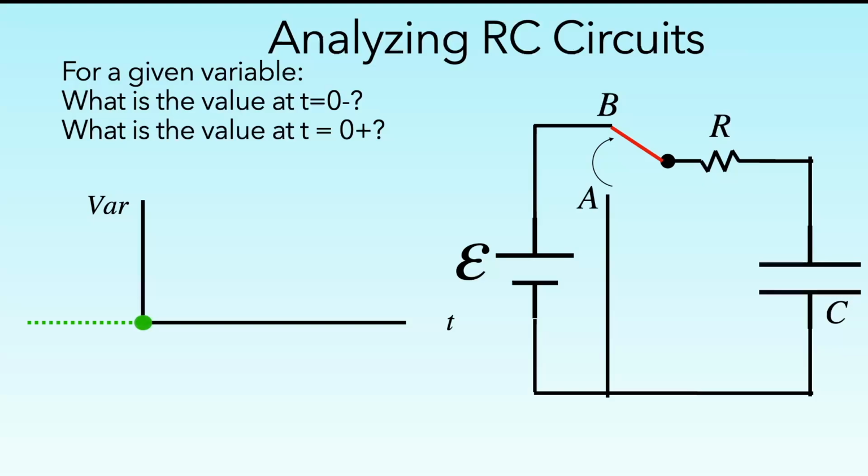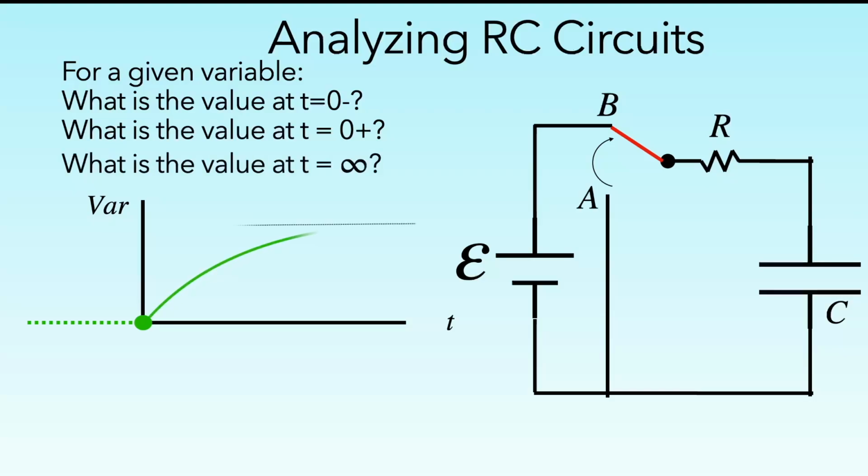What's the value immediately after you throw it? Well, for the charge, that would still be 0, right? For current, that'll change very quickly. So my initial value at t equals 0 plus, t equals 0 minus means just before the switch is thrown, t equals 0 plus means just after the switch is thrown. So that initial value gives you some information. And then we want to know what happens at t equals infinity.